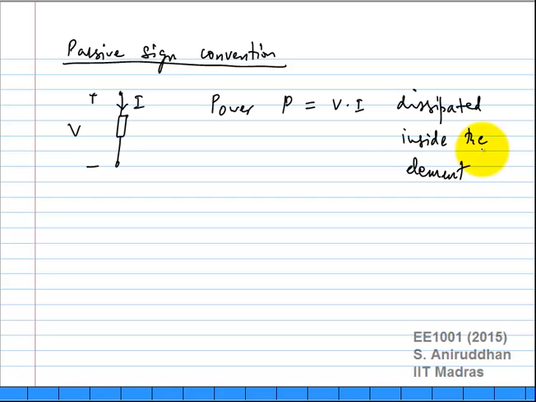Is that clear? If the current is flowing from the positive terminal, the higher voltage, to the lower voltage inside the element, the element is dissipating power. Obviously, if the current is flowing in the opposite direction, this power V times I will be negative. If either I or V turns out to be negative, V times I will be negative, meaning power is being generated by the element. This is of course power in watts. Anytime you write down a quantity, you write down the units.